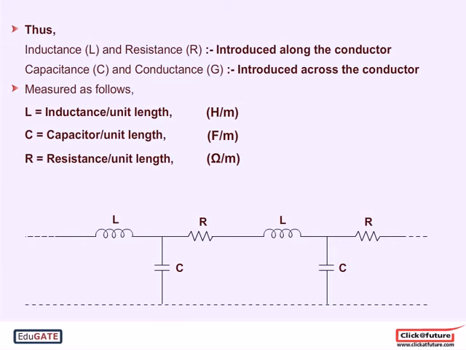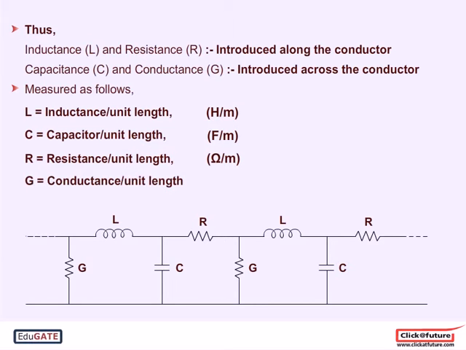As the dielectric between conductors is not perfect, a small leakage current flows through it. This gives rise to leakage conductance between the conductors, denoted by G, and the unit is ohm per unit length. These are the primary constants of a transmission line, measured in terms of per unit length.